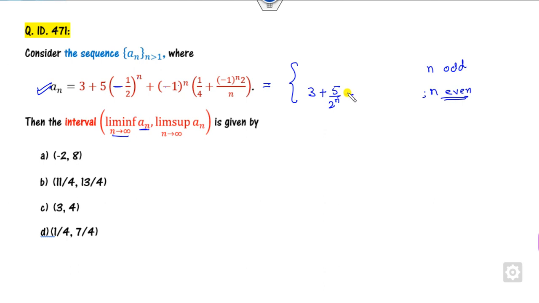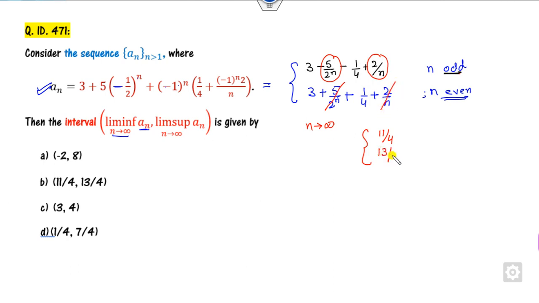so it can be written as 3 plus 5 over this, and I can write this number as 1 by 4, which is positive, plus 2 by n. On the other hand, if n is odd, it will be 3 minus 5 here. This number is negative, so minus 1 by 4 plus 2 by n. Now you have to take n approaching infinity. So this part goes to 0, this part goes to 0. The first limit is 11 by 4 when n is odd, and the other limit is 13 by 4.